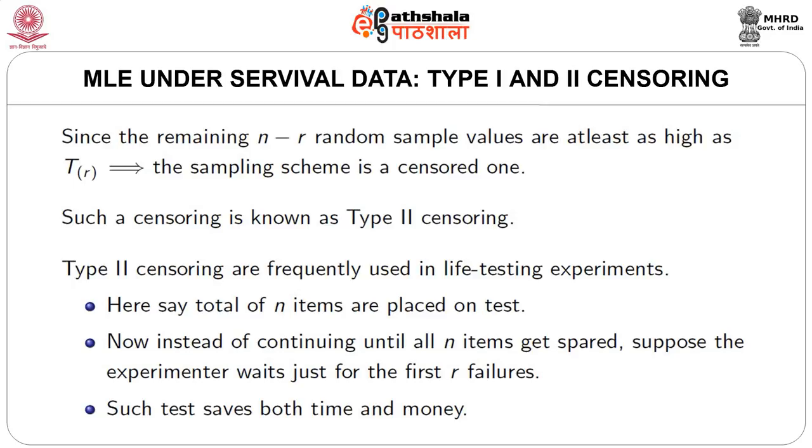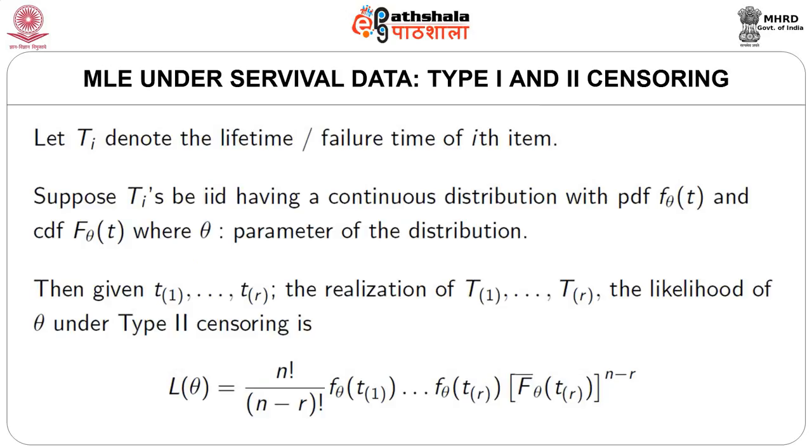Type 2 censoring is frequently used in life testing experiments. Here, say a total of n items are placed on test. Now, instead of continuing until all n items fail, suppose the experimenter waits just for the first r failures. Such a test can save both time and money. Let capital T_i denote the lifetime or failure time of the ith item. Suppose the T_i are IID having a continuous distribution with PDF f(t; theta) and CDF F(t; theta) at the point t, where theta denotes the parameter of the distribution. Then given small t_(1), t_(2), etc., t_(r), which are the realizations of capital T_(1), T_(2) up to T_(r).